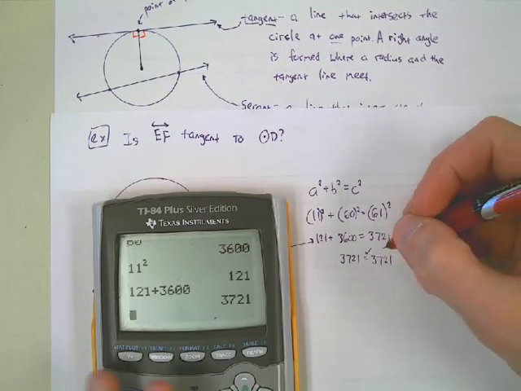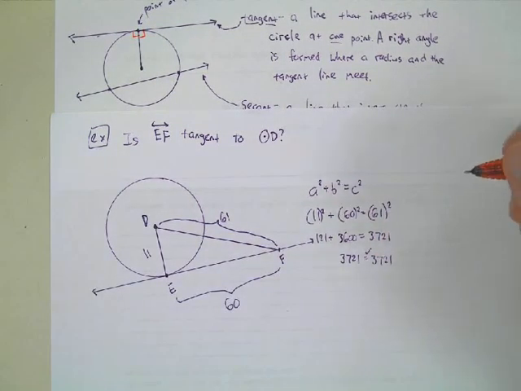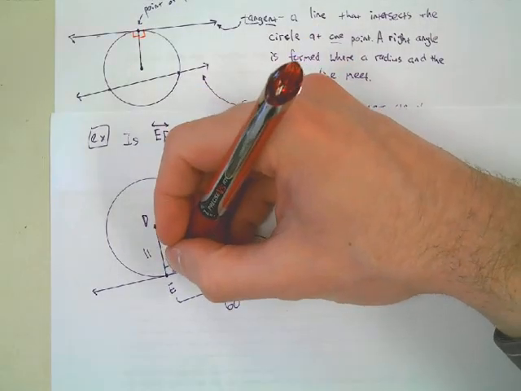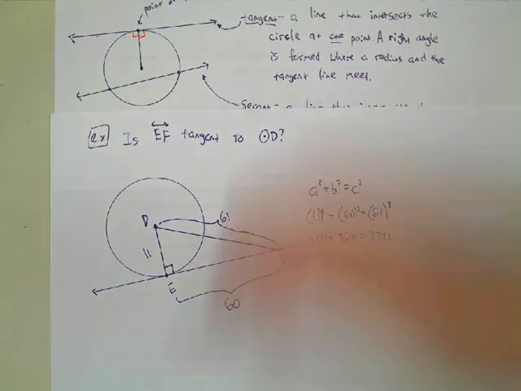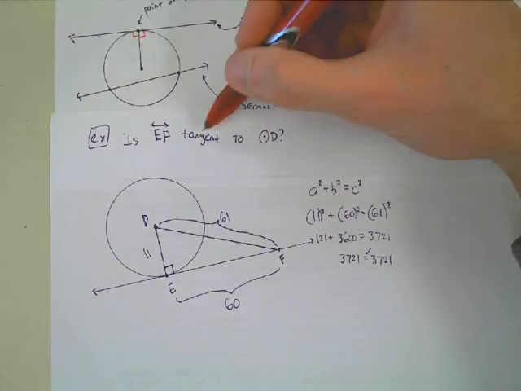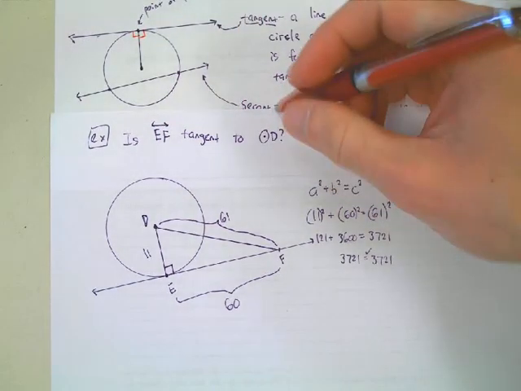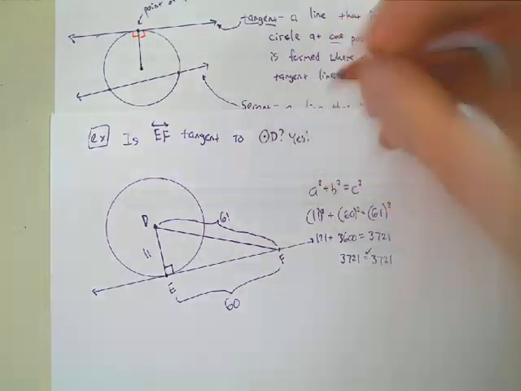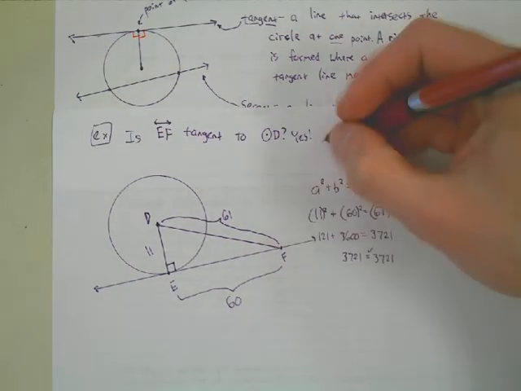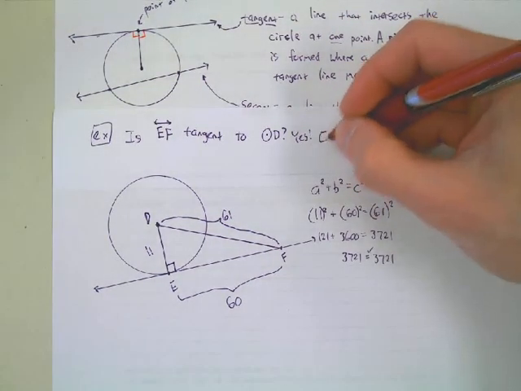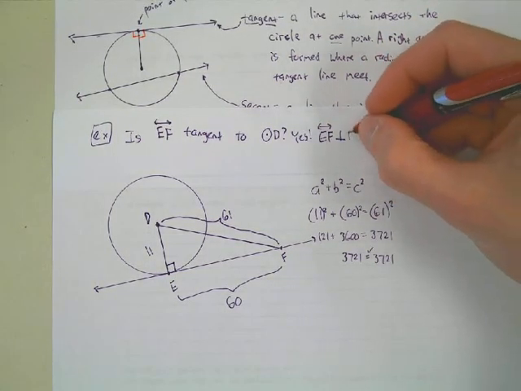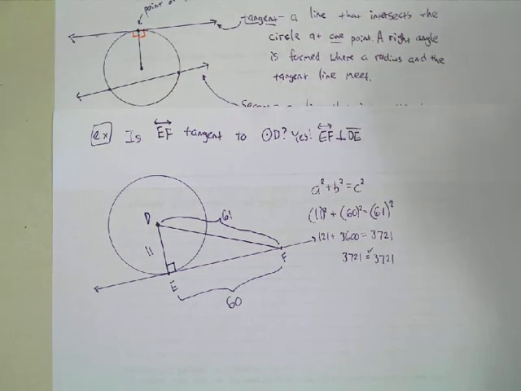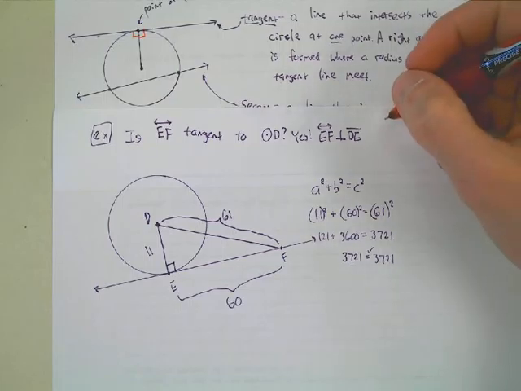And so that means we have a right angle right here. And so then, is line EF tangent to circle D? Yes. Line EF is perpendicular to DE. And that's our reasoning right there. Line EF is perpendicular to segment DE.